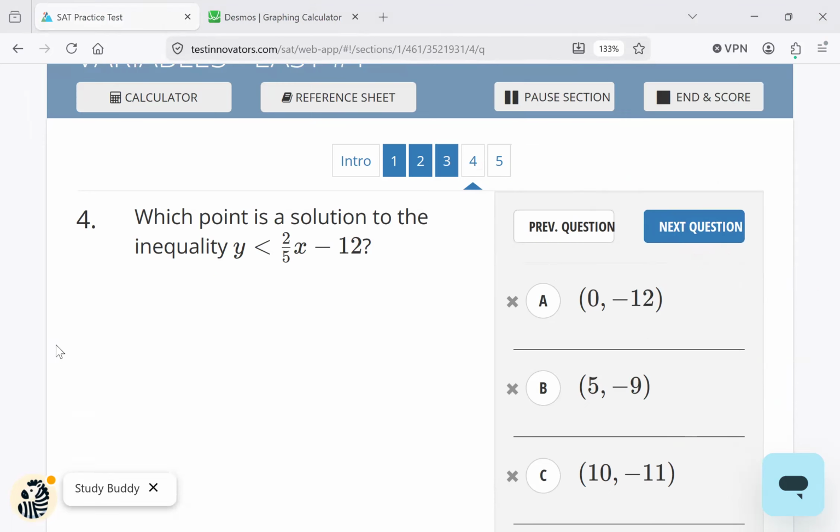Okay, question 4. Which point is a solution to the inequality? So, I mean, sure, you can test each one. It's just like the first one. You can put it in Desmos. You can test each point, right? Yeah, let's see what happens if we put it in Desmos.